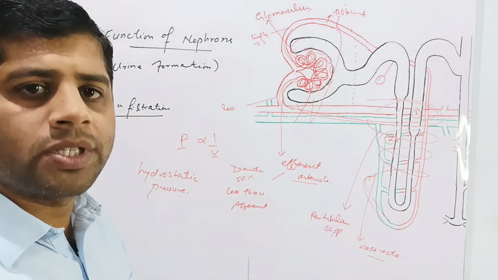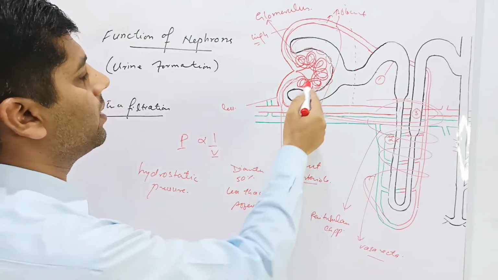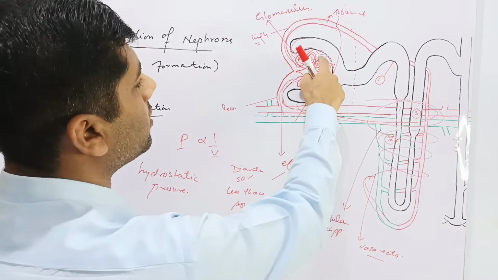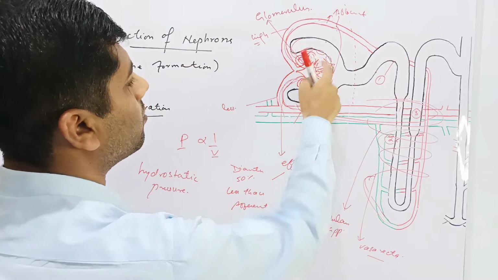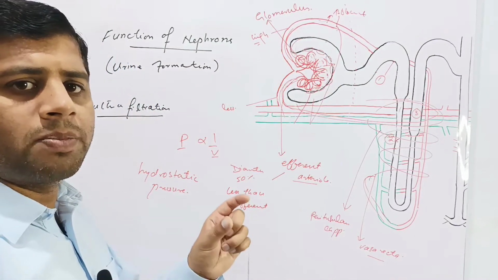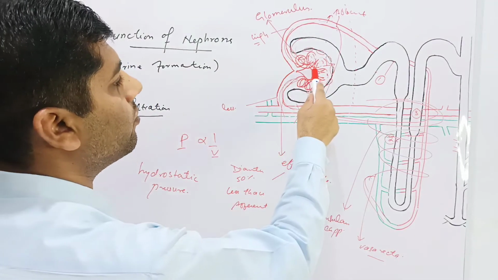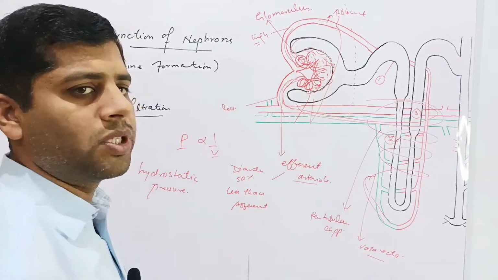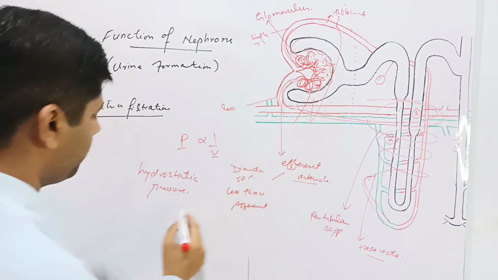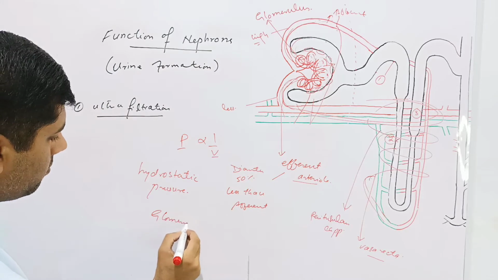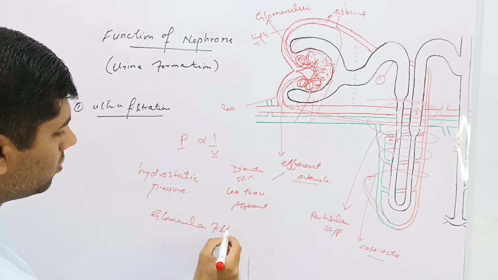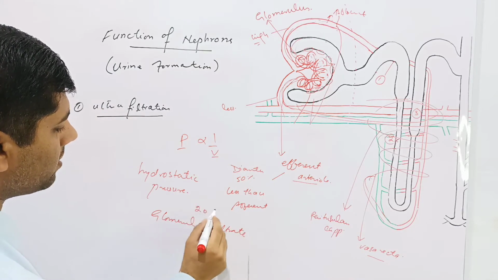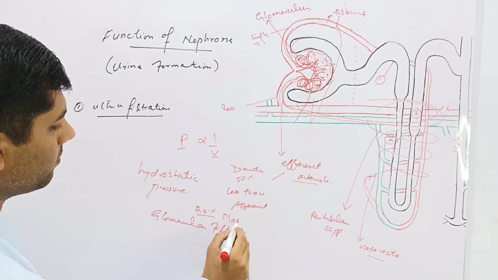This hydrostatic pressure is responsible for filtration of the blood because, as you know, there are pores in the endothelium of the capillaries of the glomerulus. Through these pores, due to high pressure, the fluid portion of the blood filters out into the Bowman's capsule. This is called glomerular filtrate. About 20% of the blood plasma is filtered in this way.